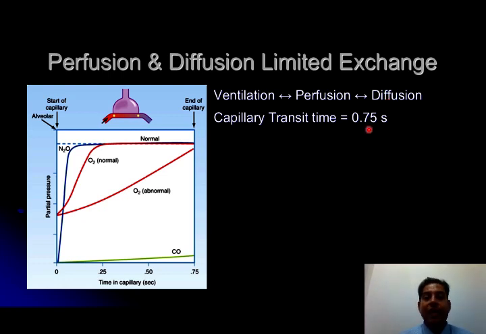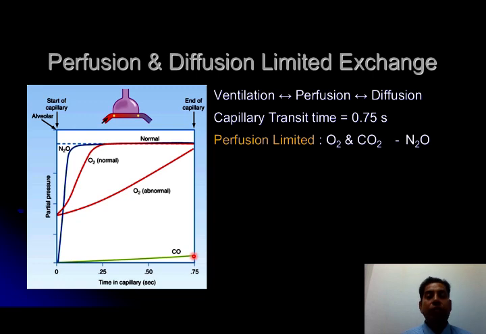The capillary transit time is 0.75 seconds, as you can see here. But you see the amount of oxygen under normal conditions. By the time you have crossed only 0.25 seconds in the capillaries, all the oxygen has been picked up. Similarly, all the carbon dioxide is also given off. But look at the carbon monoxide. Even at the time of 0.75, it is still not equilibrating. So this is what will bring us the difference between the perfusion limited and the diffusion limited.